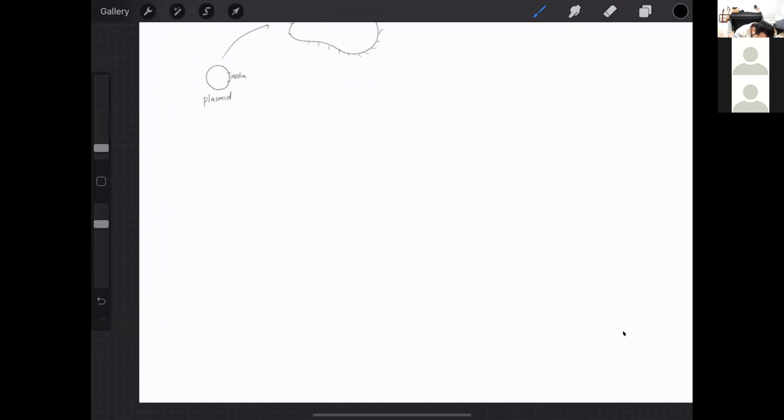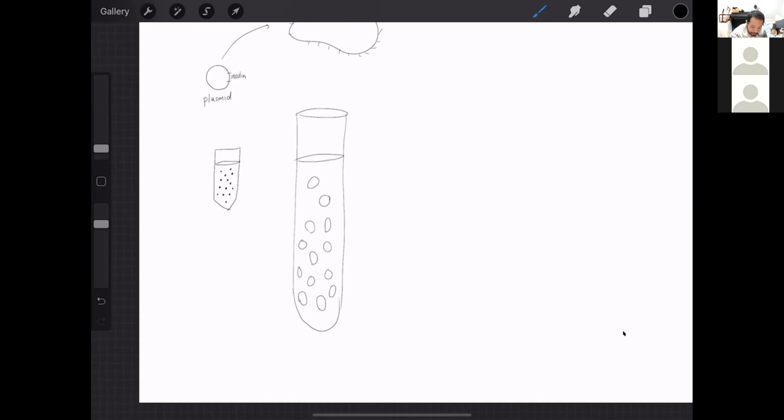First of all, we're going to make a lot of these plasmids and create a solution. For this, I'm just going to draw these little black dots, which represent a bunch of plasmids with insulin on them. Then we're going to have a big test tube, filled with bacteria. So let's draw little bacteria here. These are all going to be E. coli bacteria. Now, there are some other chemicals in here: some buffers, and some agar solution for the bacteria to eat and so forth.